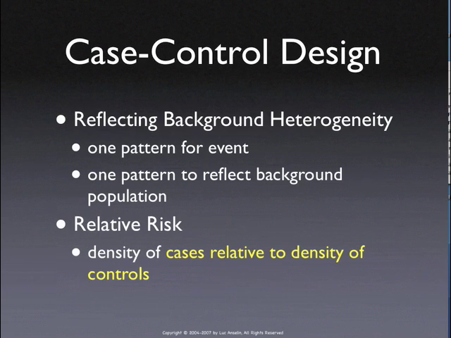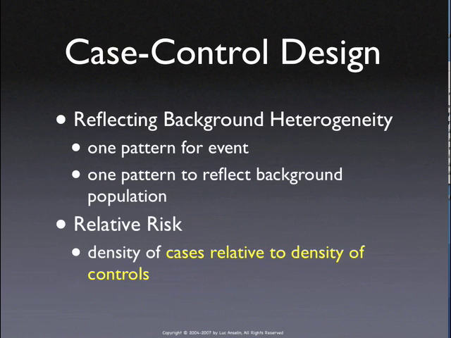This comes out of the medical literature where you have the placebo thing. You have medicine and then half of the people get the medicine and the other people get something that looks like medicine but it doesn't do anything, and then you want to see if there's any difference between the two. It's the same idea. We have the one pattern for the event of interest, say particular kind of cancers, the other pattern to reflect the background population.